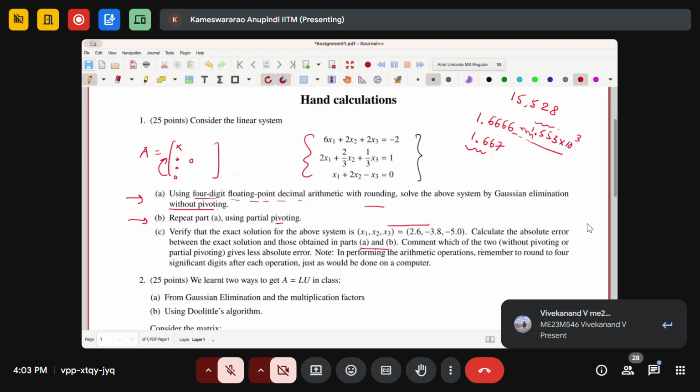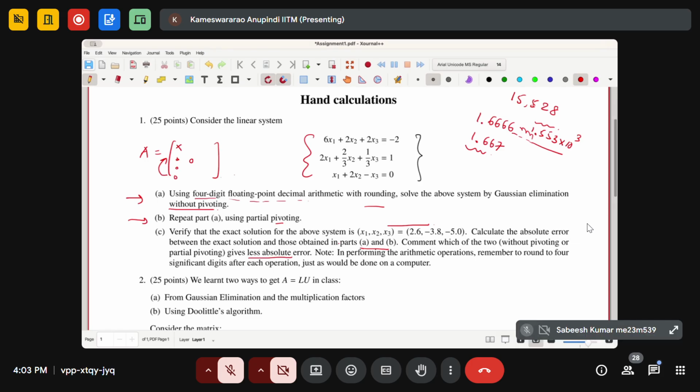Comment which of the two gives less absolute error. So you're going to compare the error, that means you're going to compare this with the other one, just as would be done on a computer. Essentially you have to round it off to 4 significant digits. That's what you will do.